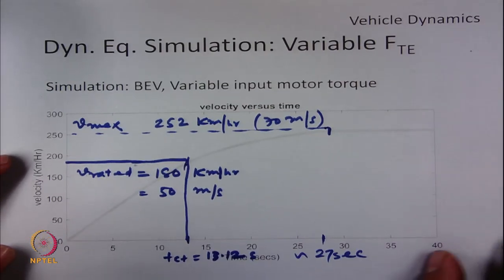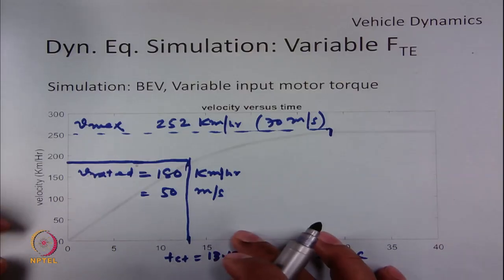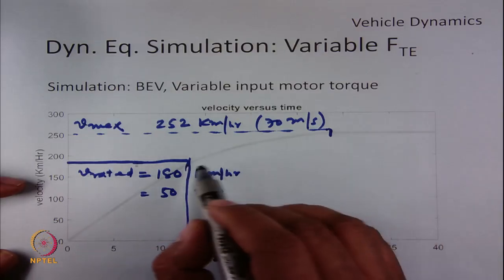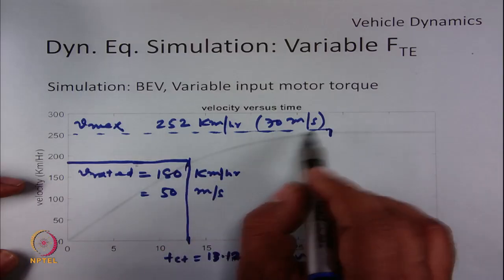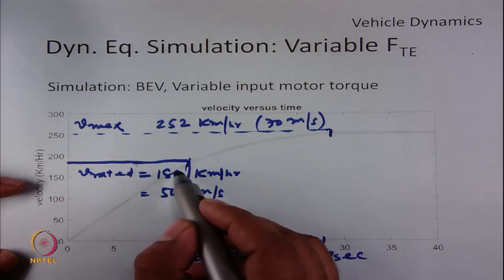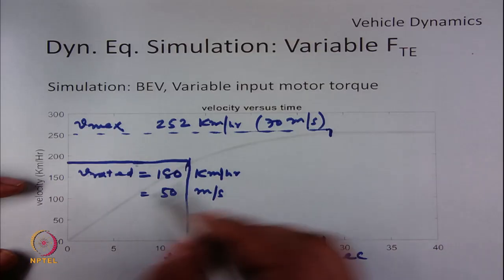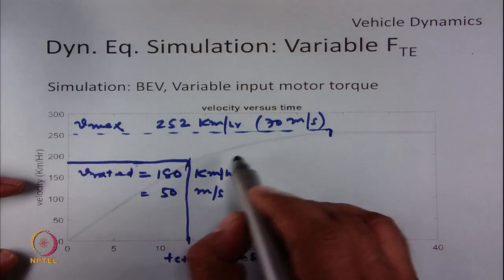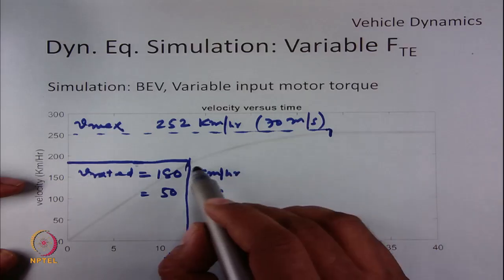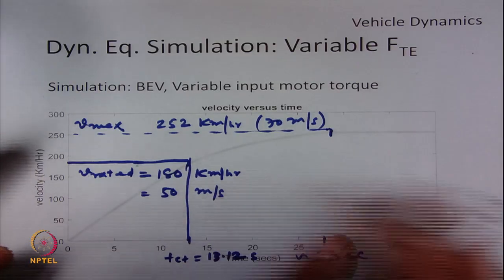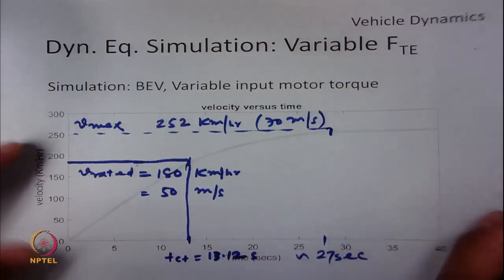In the velocity graph we can also see that the acceleration from 0 to V rated is faster compared to the acceleration from V rated to V max. This is understandable. Acceleration is quite high and almost linear, and it reduces in the constant power region as a function of speed. It becomes less and less and then becomes 0. This can be observed from the velocity graph.